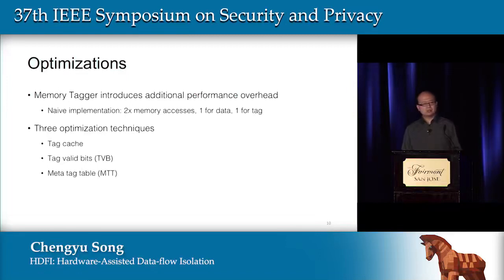To reduce the overhead, we introduced 3 optimization techniques. First, we introduced the tag cache in the memory tagger so as to exploit the locality of memory access. The second one is called the tag valid bit. It's based on the observation that during normal execution, most load instructions will not check the tag. So when we're refilling the cache line, we don't always need to fill in the tag value. And the last one is called the meta tag table. This is based on the observation that during normal execution, most of the bits in the tag table will actually be 0. So if a line of the tag table is all 0, we just don't load it from memory or write it back to memory.